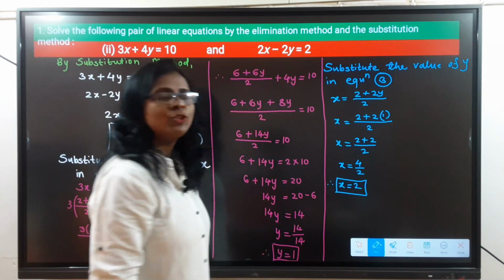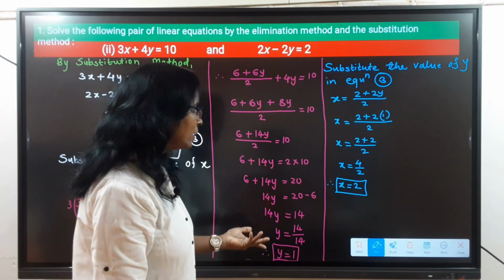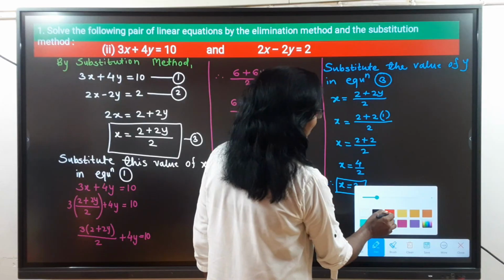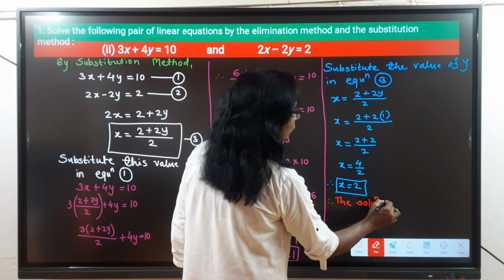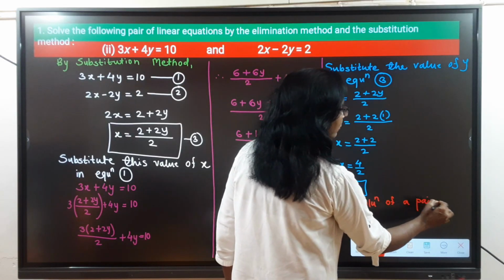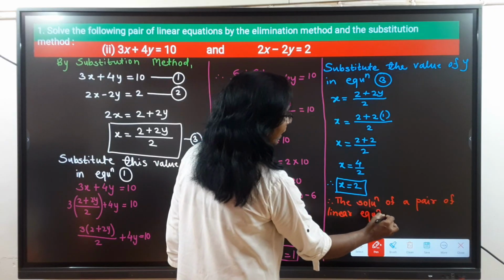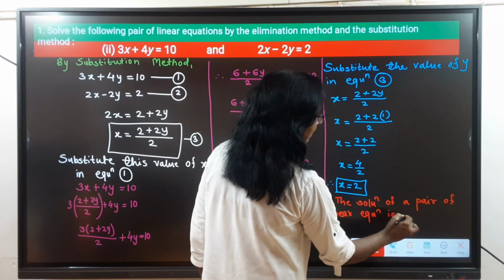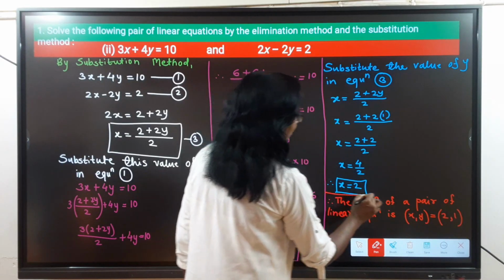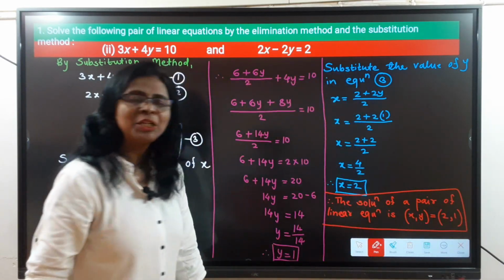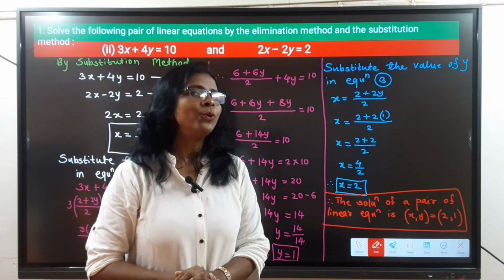Now here students, we solved the equations, getting the values of x and y: x is equal to 2, y is equal to 1. So finally we write down the answer students. Therefore, the solution of a pair of linear equations is (x, y) is equal to (2, 1). Okay students? So by the elimination method and by the substitution method, both solutions are equal. So we are going the right way.